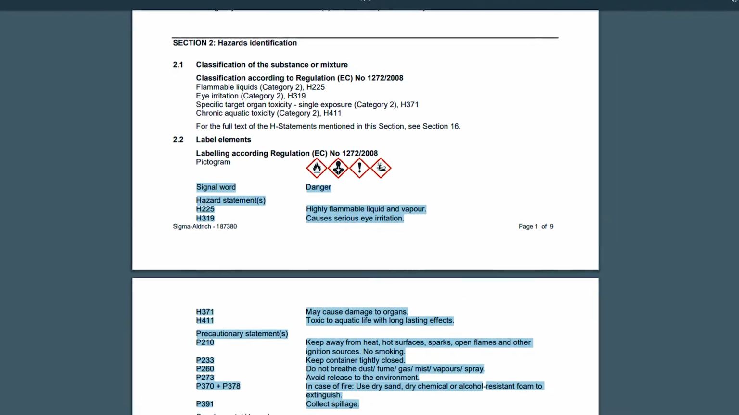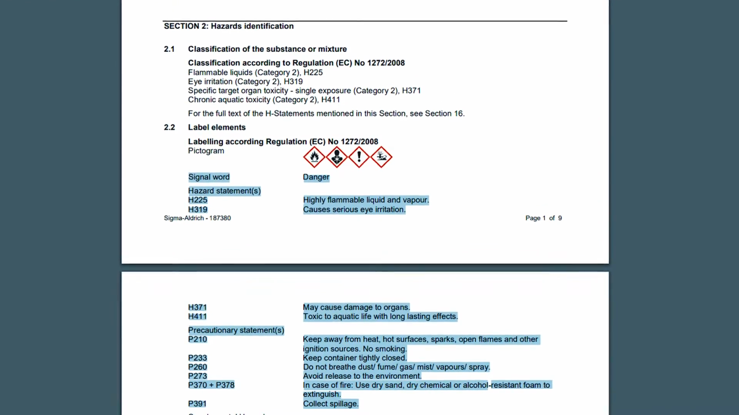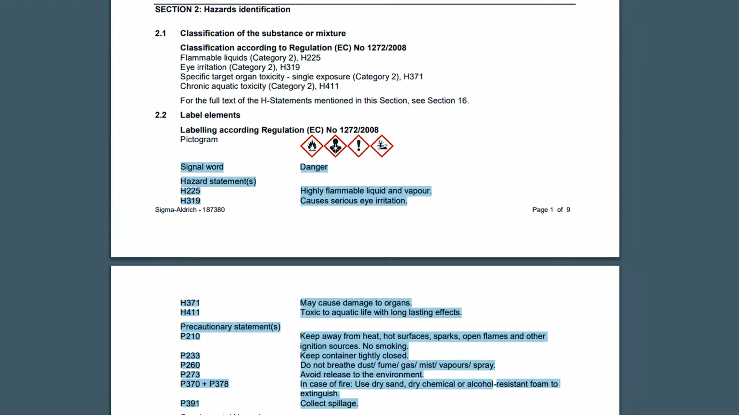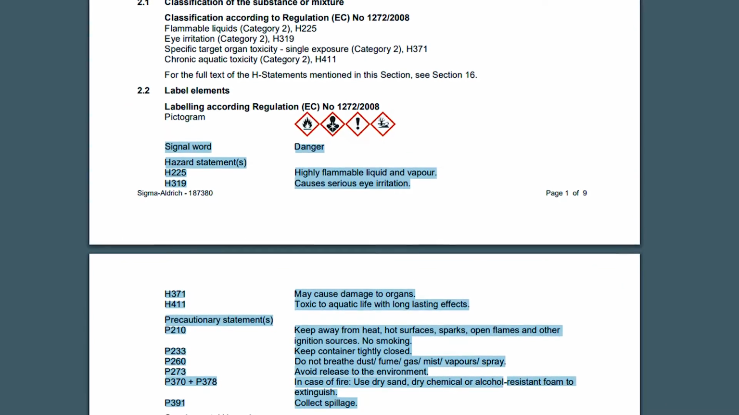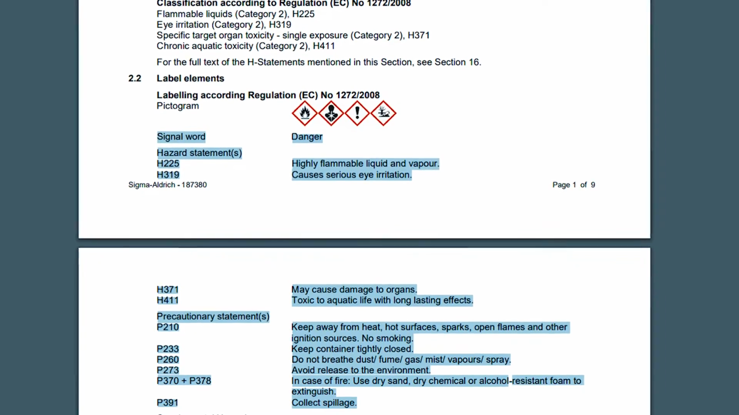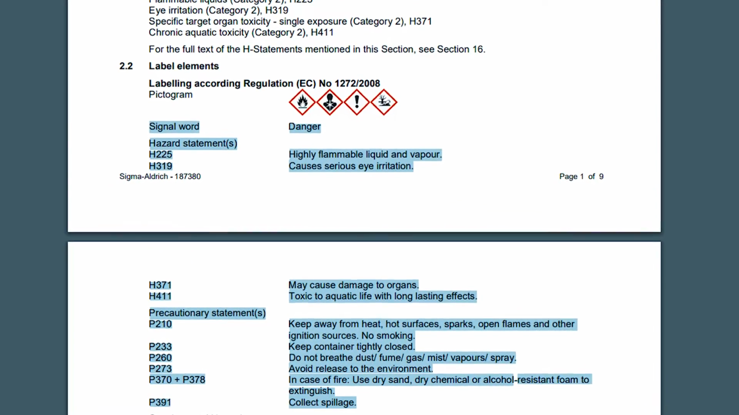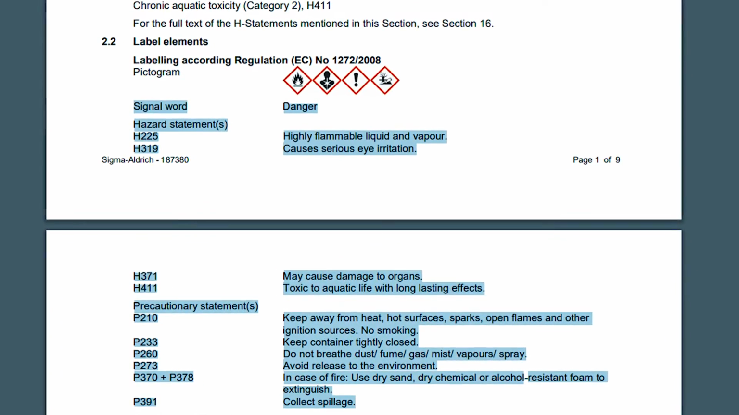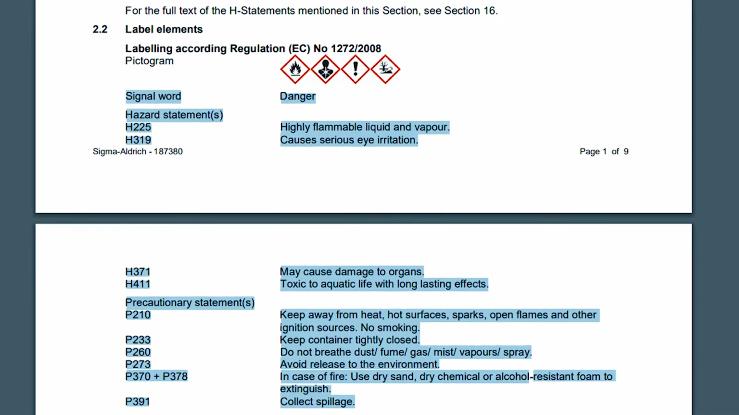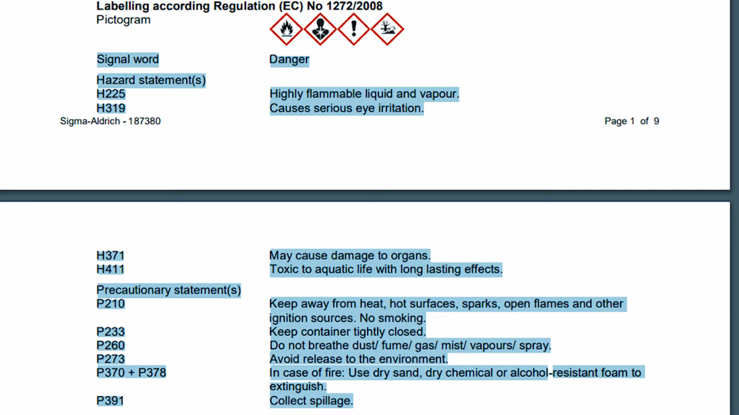As you can see here under the hazard identification, the signal word for denatured alcohol is danger. That means that it is both a highly flammable liquid and vapor. It will cause serious eye irritation, may cause internal damage to organs, and is toxic to aquatic life with long-lasting effects. You must keep away from heat, hot surfaces, sparks, open flames, and other ignition sources. You must not smoke while using this substance. Keep the container tightly closed and do not breathe the dust, fume, gas, mist, vapors, or spray. Avoid release into the environment, and in case of fire, use dry sand, not water.